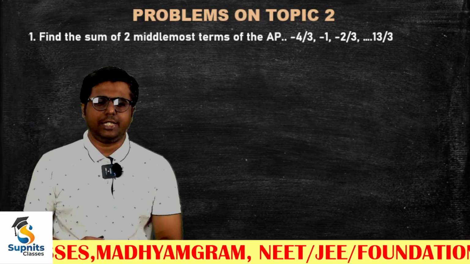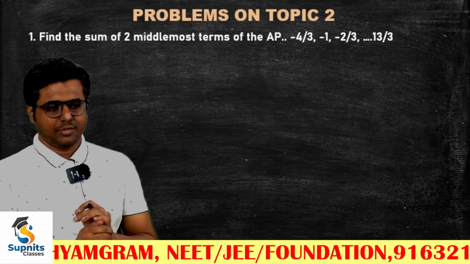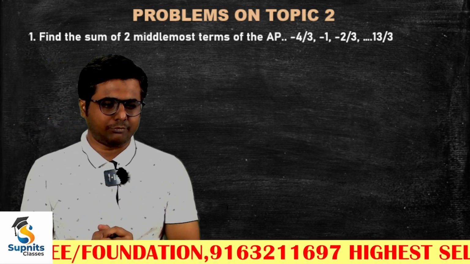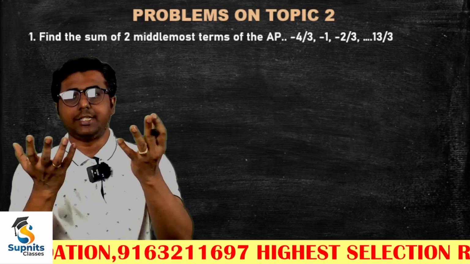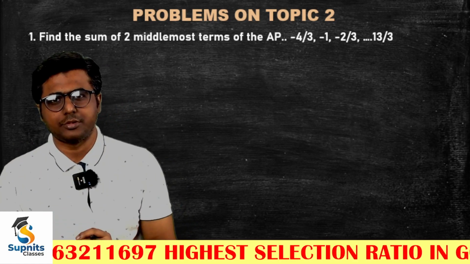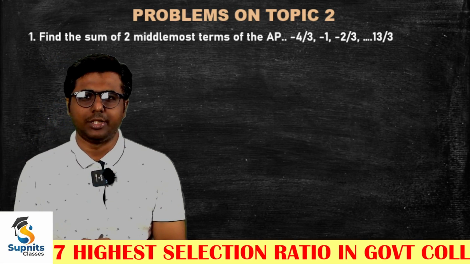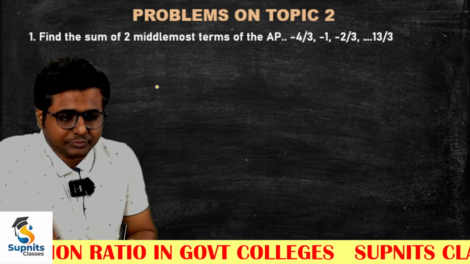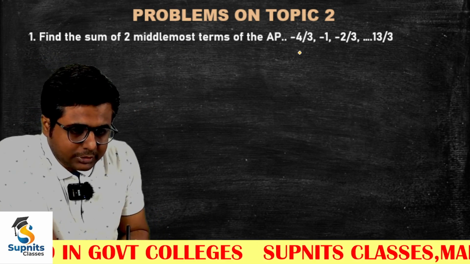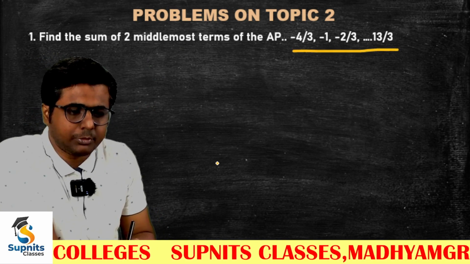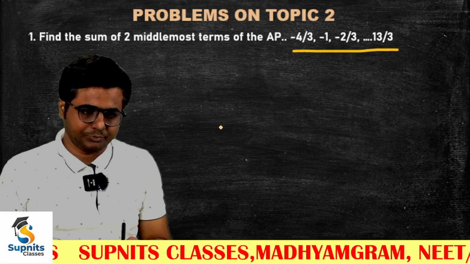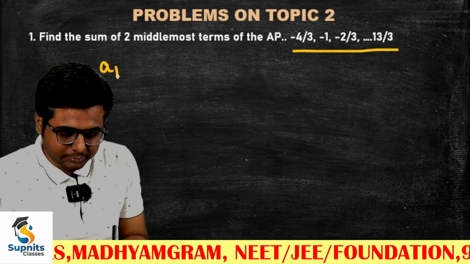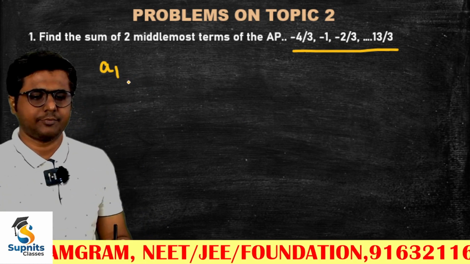Okay, we are right into the problems. Very nice problem. Find the sum of two middlemost terms of the AP. So here it is already said there are two middle terms. So what we will do? Let us do this one together. First of all, you have to find the total number of terms. So how are you going to find out? What is A1, guys?